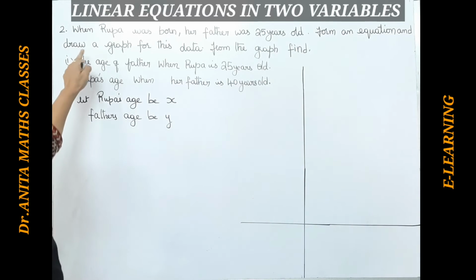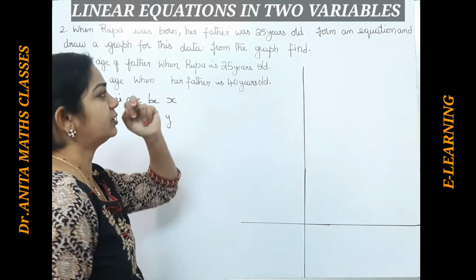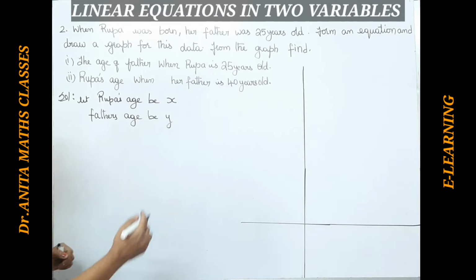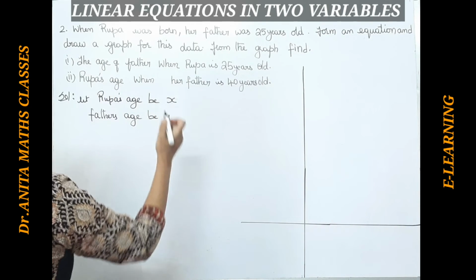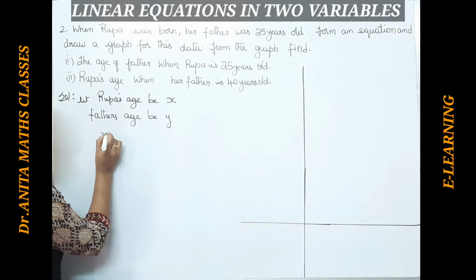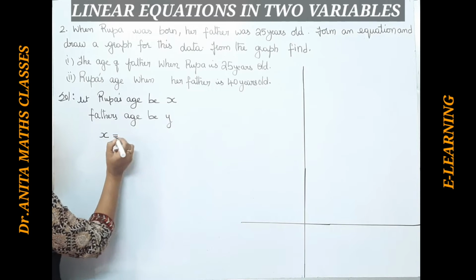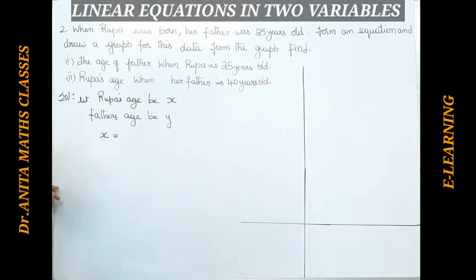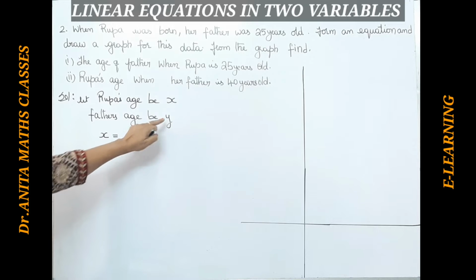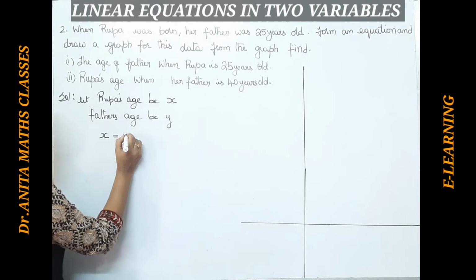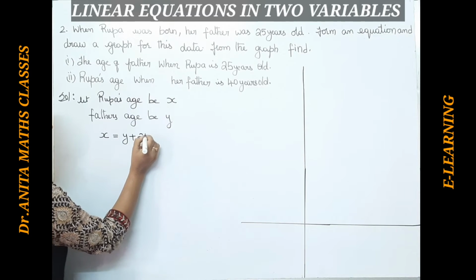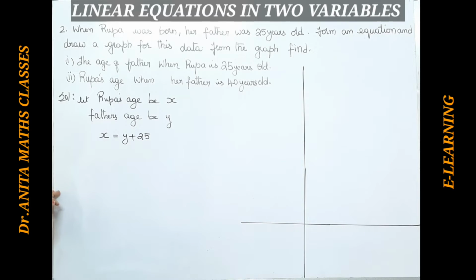Now here the condition will be, when Rupa was born her father was 25 years old. Form an equation and draw a graph. That means when she was born, her father's age was 25 years. So we can take this as y plus 25. And now we will plot the graph here.